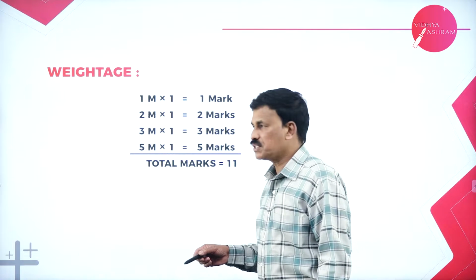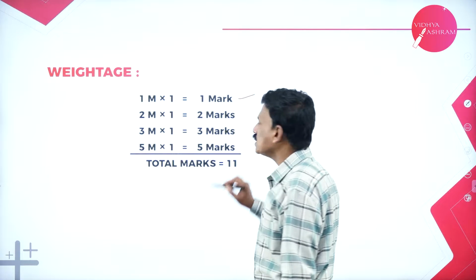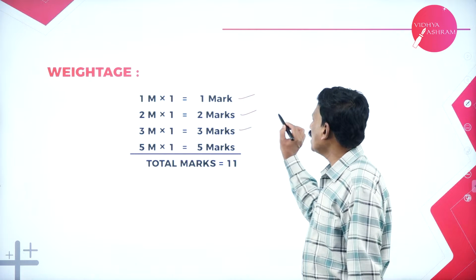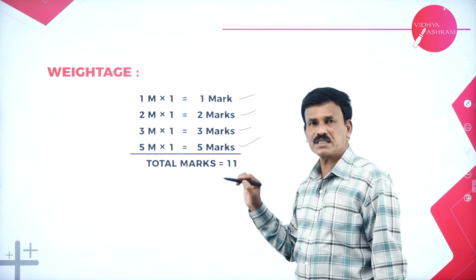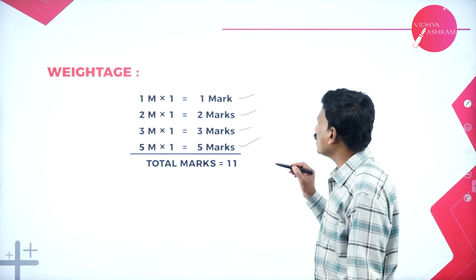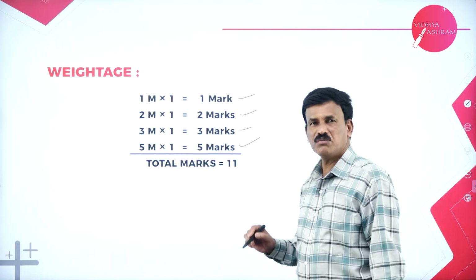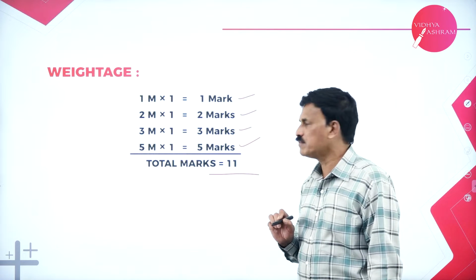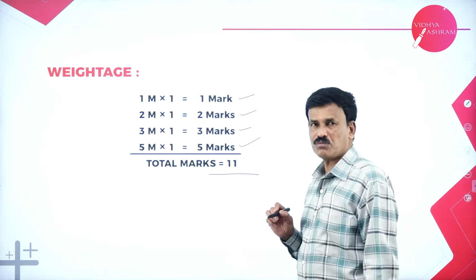So in this chapter you are going to get one 1 mark question, one 2 mark question, one 3 mark question and one 5 mark question. All patterns of questions you are going to get: 1 mark, 2 marks, 3 marks and 5 marks questions. Totally the weightage for this is 11 marks. So you are going to get 11 marks.